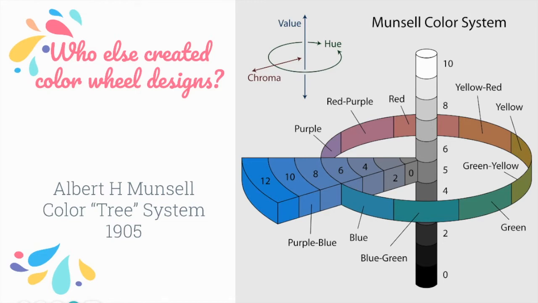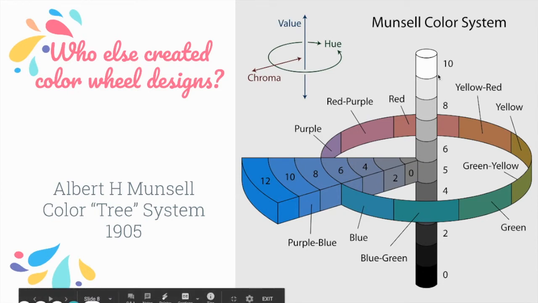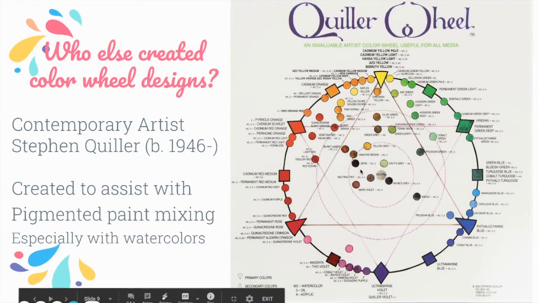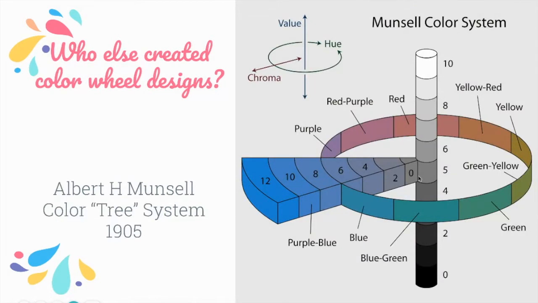Who else created color wheel designs? This one's a little bit more recent. It's by Albert Munsell, and this is the color tree system. It's a color system that has value in the center from lightest to darkest, hues around the outside edge, and then chroma, the intensity of the color, from the center neutral out to the outer edge of the hue, the pure hue.